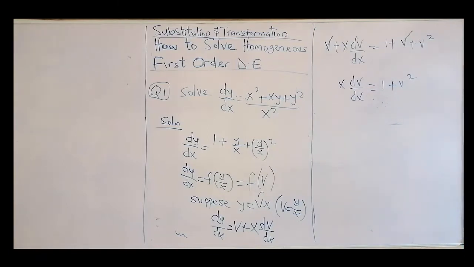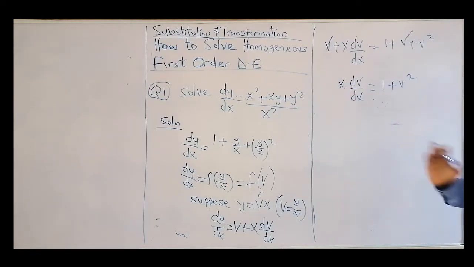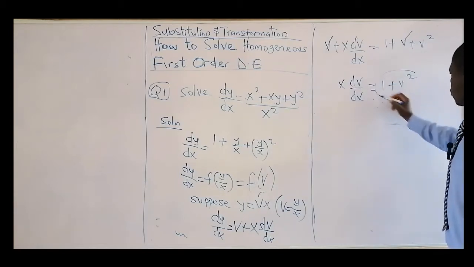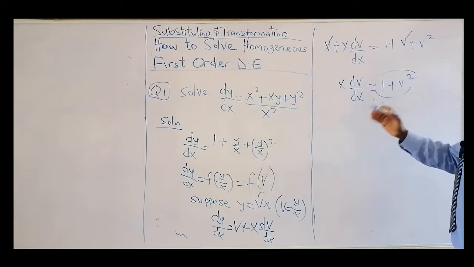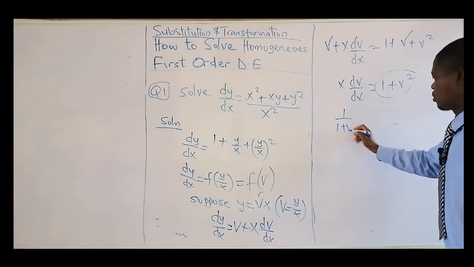So in this case, the only thing we can do now is to separate the variables. Since it's possible, the next technique is just separation of variables. So what can we do? This one can go to the other side. So divide both sides by 1 plus v squared. That will be 1 over 1 plus v squared.